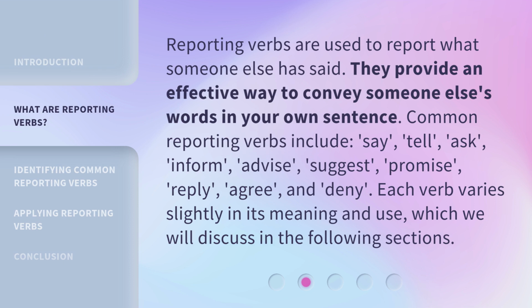Reporting verbs are used to report what someone else has said. They provide an effective way to convey someone else's words in your own sentence. Common reporting verbs include say, tell, ask, inform, advise, suggest, promise, reply, agree, and deny. Each verb varies slightly in its meaning and use, which we will discuss in the following sections.